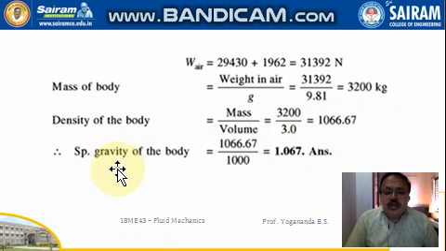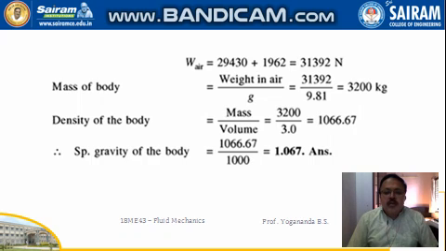Once you get density, specific gravity is the ratio of density of the given substance, I mean the specific gravity of the body to be calculated, taken as the density of the given substance to density of the standard liquid, that is water. It is 1000 here. So it is 1066.67 by 1000. So we are getting 1.067. So that is the specific gravity of the given body.